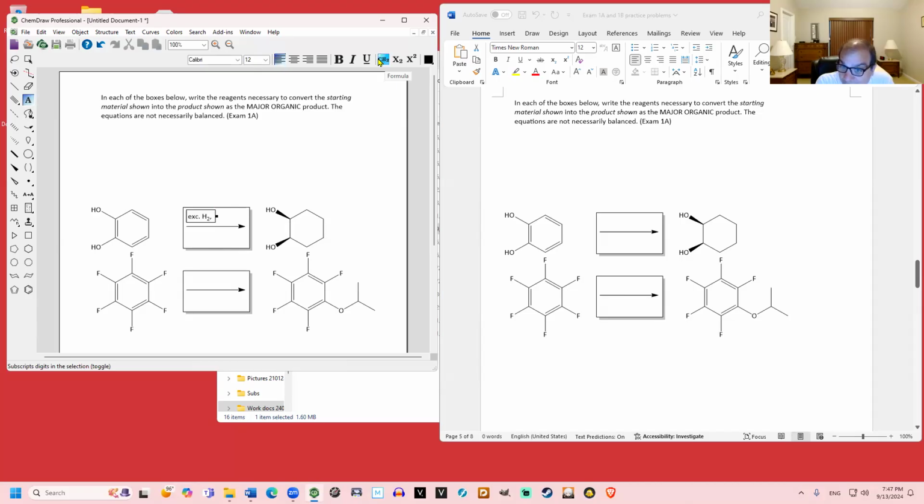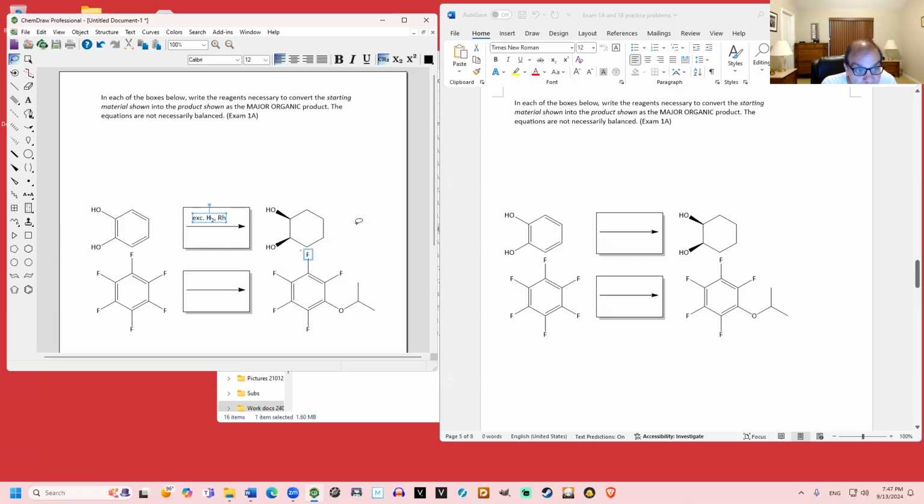But palladium is ineffective on benzene rings. Palladium will work as a catalyst for alkenes. With benzene, you need harsher conditions. So you need not only excess hydrogen, you need rhodium metal, Rh. That's the reagents you need to do that. You will notice that the two OH groups wind up cis to one another. That's another aspect of the reaction that you have to know.